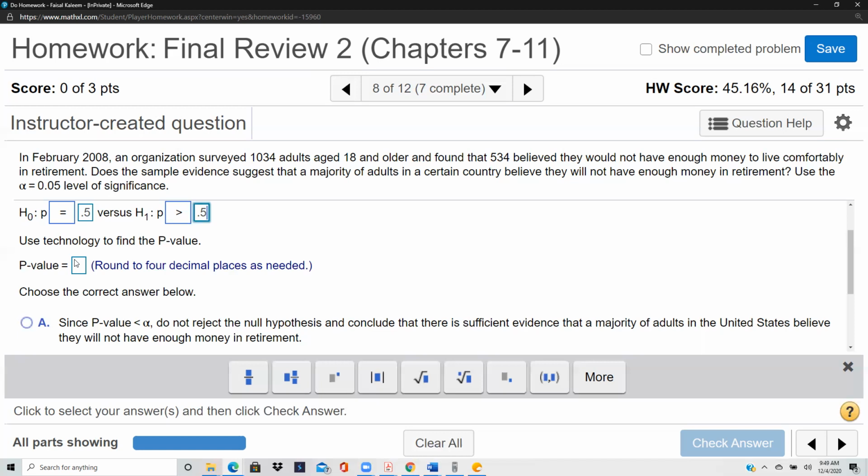So how do we decide which one it is? The p in the hypothesis test tells you which one it is. This p tells you that it's proportion stats, not the big P. Right.